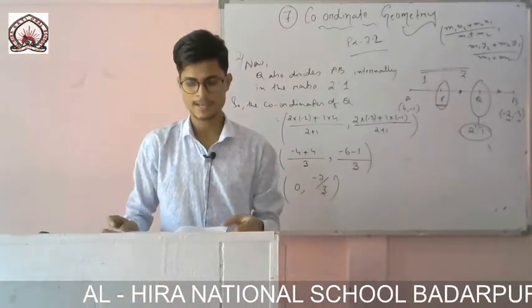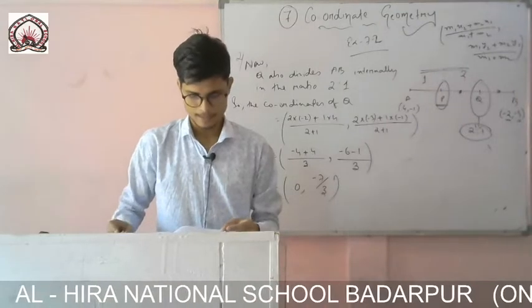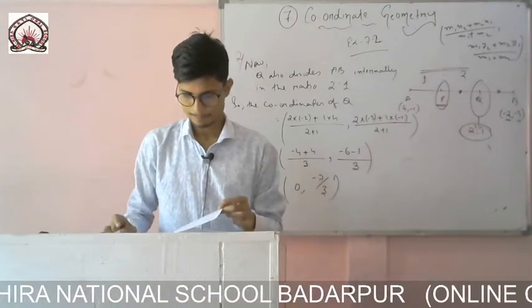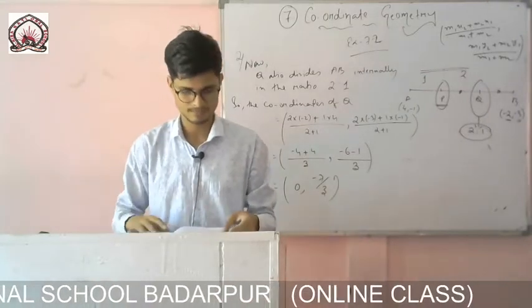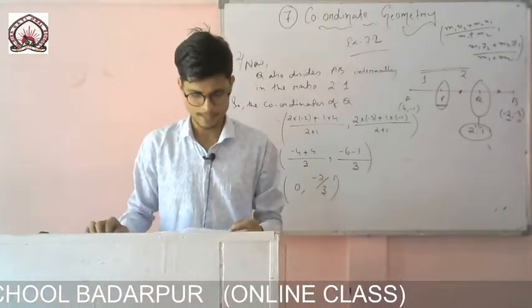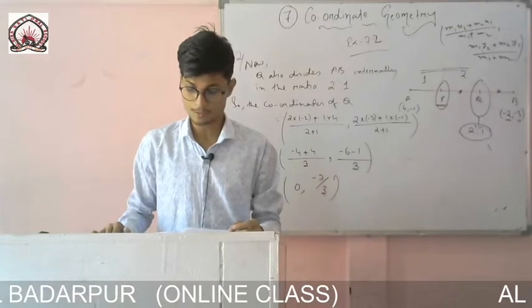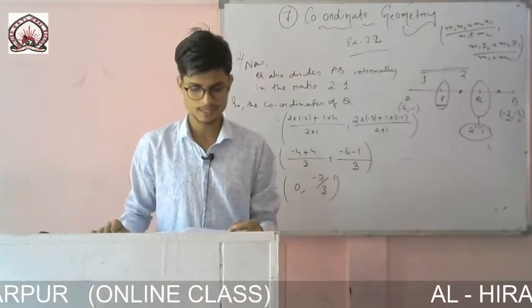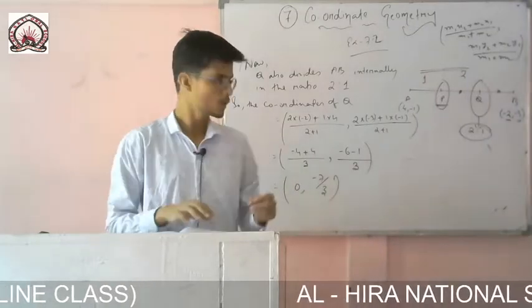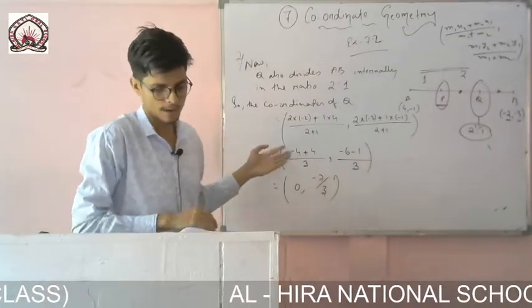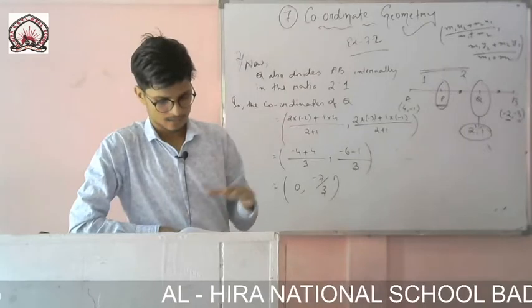The same sum here also is given on page number 190. I don't know in your book what the page number is, but it will be similar. You see example number 8. Find the coordinates of the points of trisection, the points that divide the line segment joining the points A and B into 3 equal parts. Same question, same thing.